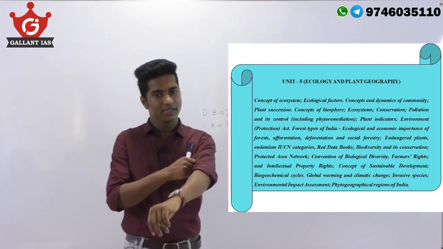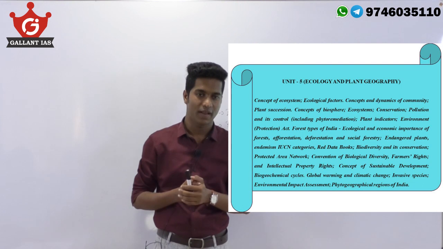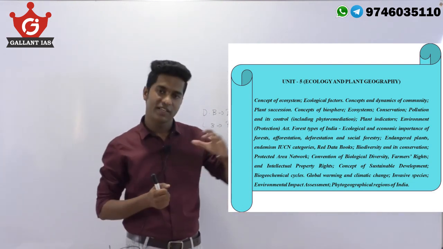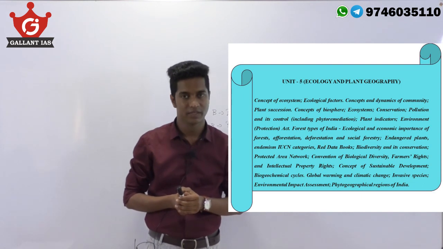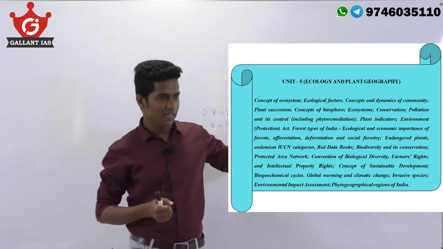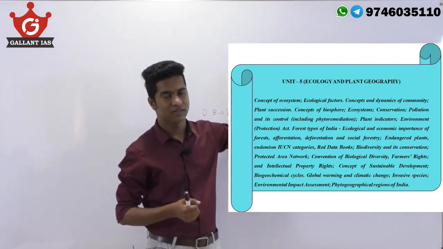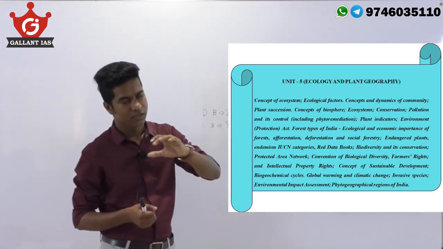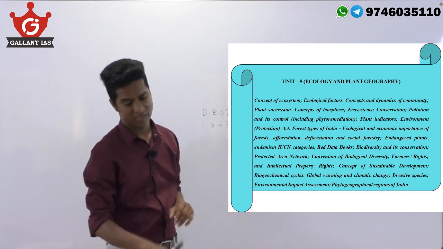Okay, the last part is ecology and plant geography. It is one of the easiest units of paper 2. You can write good answers from this unit as well as you can write bad answers too. To understand this, just look at the previous year question.